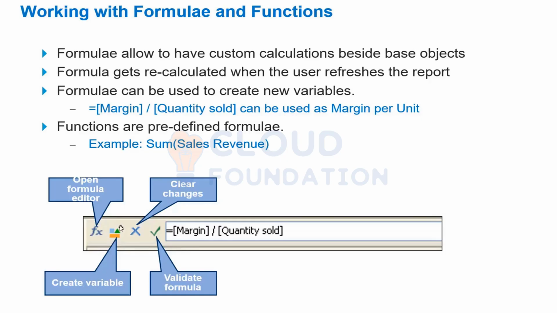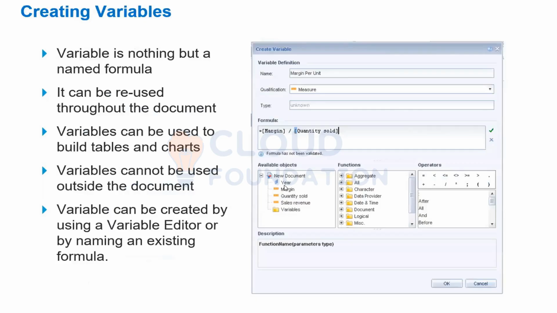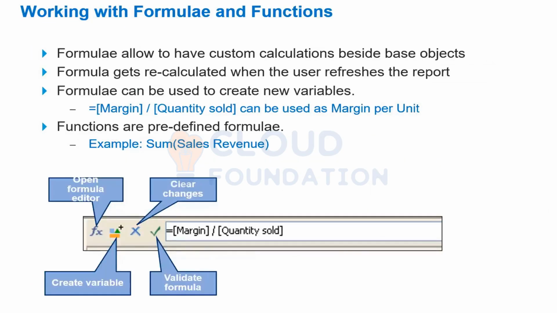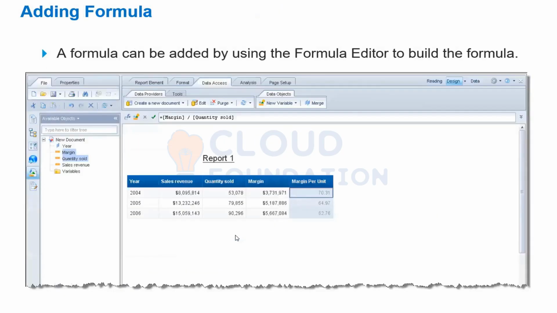This is to create a new variable. We have to click on this and give the name of the variable and give the formula like margin by quantity sold. It is margin per unit. We can create a new variable with the name margin per unit with the formula margin by quantity sold. Our functions also we can use like sum of sales revenue and all. We can use this formula editor and create some functions in the formulas. That is about adding formula.